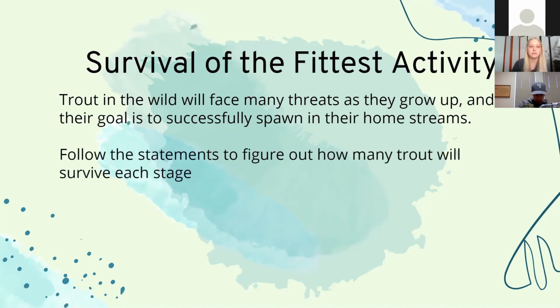So we're going to follow the statements and figure out how many trout will survive each stage. We are going to start out with 2,500 eggs. So we have our female, she's gone to her stream, she successfully made it there, she has laid her eggs, and we have 2,500 eggs that have been laid.